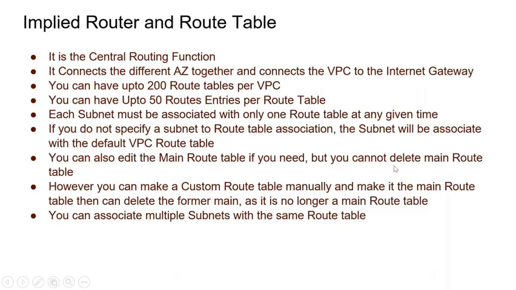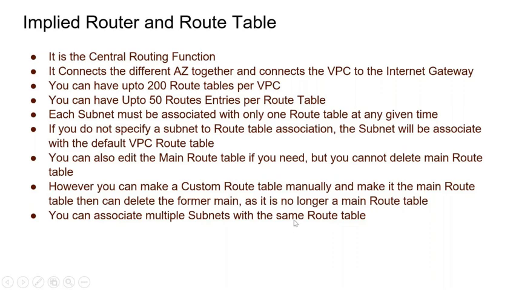But if you still want to delete, how can you delete? You can make a custom route table manually and make it the main route table. Create another route table, make it the main route table, and then delete the former main route table as it is no longer a main route table. That way you can do it. But at all times, one main route table should be there. You can associate multiple subnets with the same route table, which we already saw.